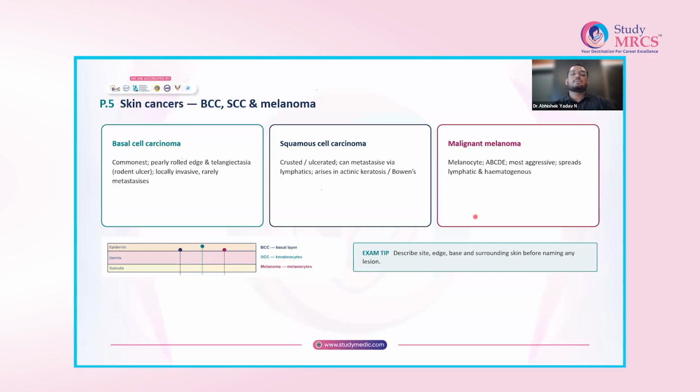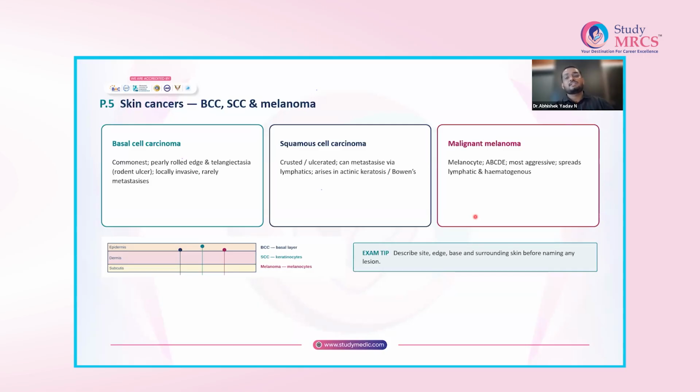Basal cell carcinoma most of the time occurs in sun-exposed areas of the skin, and it's the commonest among all the skin tumors. On gross examination, we see pearly rolled edges and telangiectasia. They have a locally invasive nature. That's basal cell carcinoma.